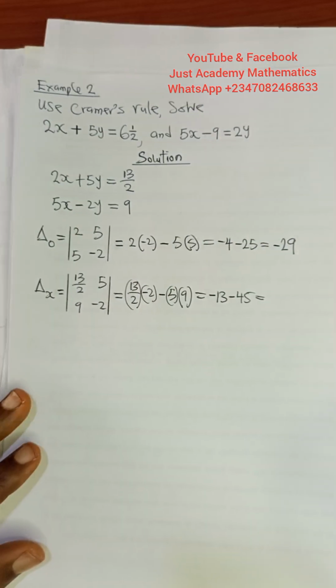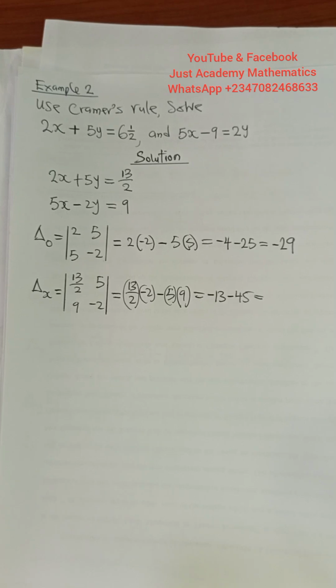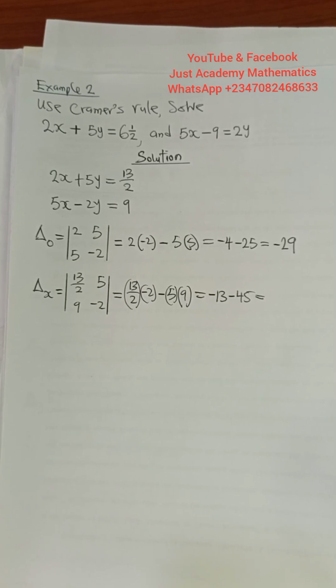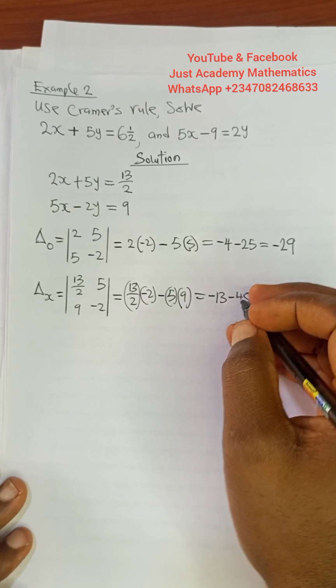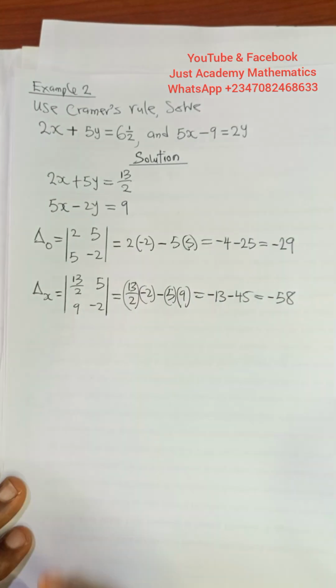Are you following now? The next thing we're expected to do is to get the difference between minus 13 and minus 45. Minus 13 minus 45 will give us, if you add it up, 8 and 5, that is minus 58. Are you there now?